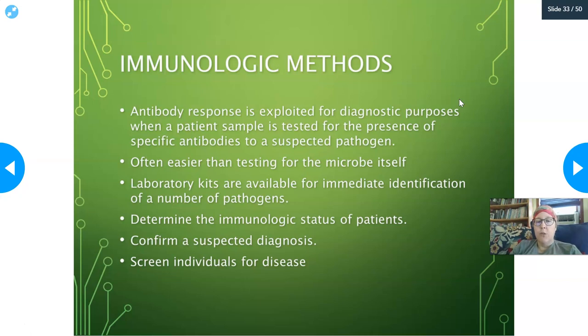And you can use it to determine the immunologic status of a patient. So, maybe they lost their immunization records, and you want to see if they are indeed immune to hepatitis B. Well, you can check hepatitis B antibody titers and stuff like that. You can use them to confirm a suspected diagnosis. So if you suspect XYZ and there's an antibody test for that and it's pretty rapid, then you can do that.